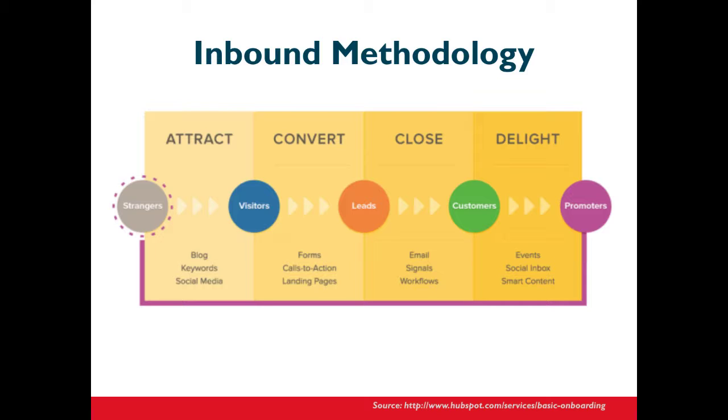So first, I want to explain to you a little bit about inbound marketing. Inbound marketing has 4 phases: attracting, converting, closing, and delighting. So basically what you want to try to do is attract strangers with information and content related to your brand. You might use things like blogs or keywords or social media to attract strangers. Then those strangers become visitors to your website or to your social media pages or to your YouTube channel.